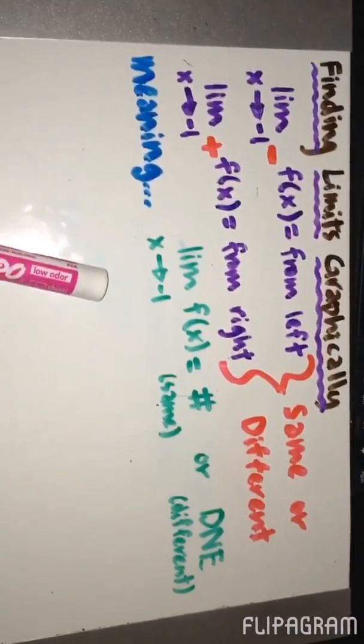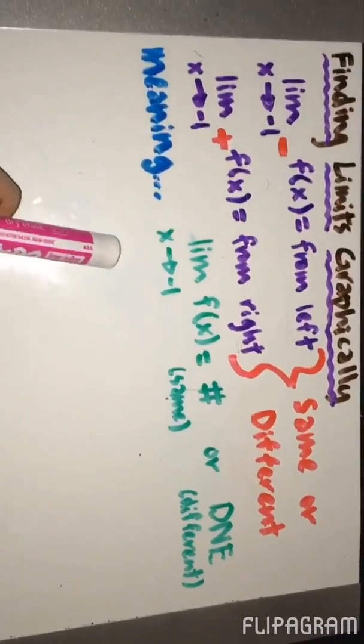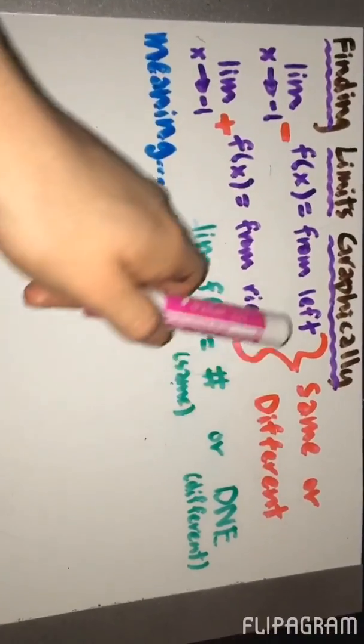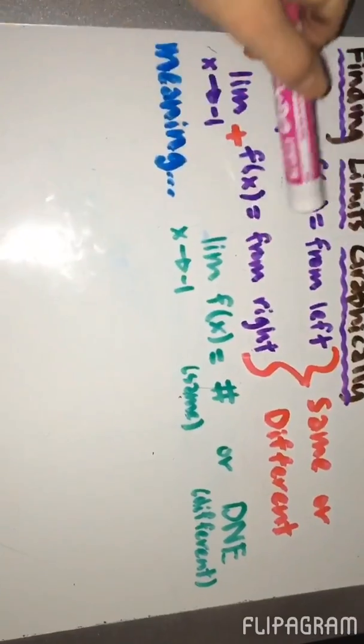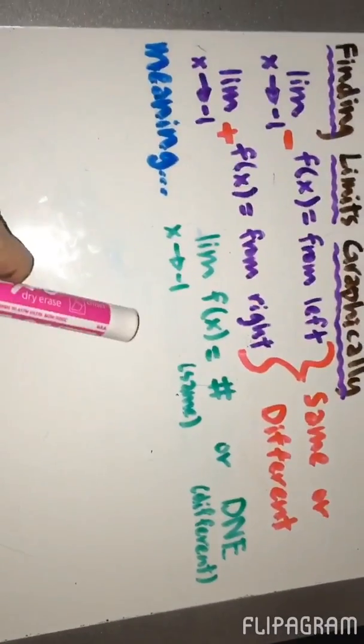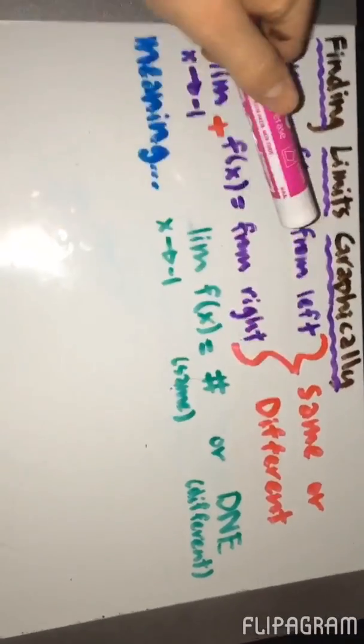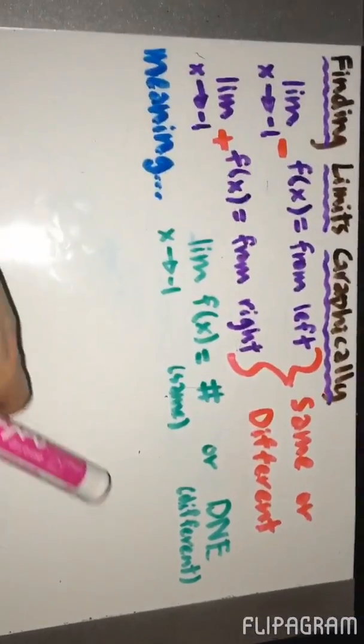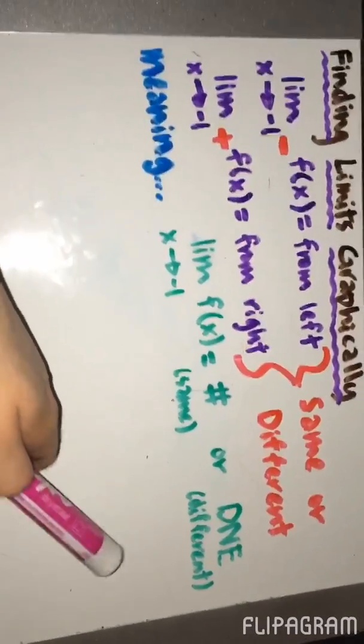So this means basically that for the limit as x approaches -1, if those two numbers are the same, so for instance if I get 3 and 3, then the limit would be equal to 3. If I get 3 and 1, then that means that the limit does not exist because these two values are different.